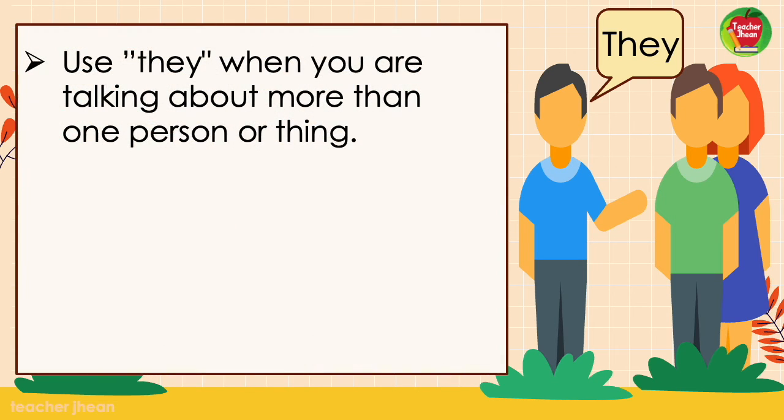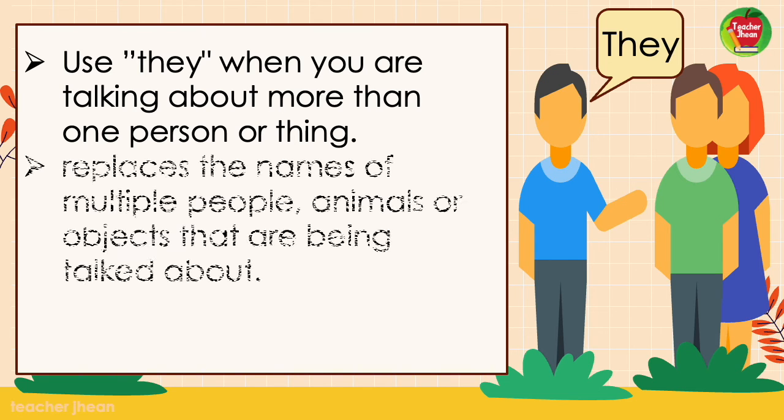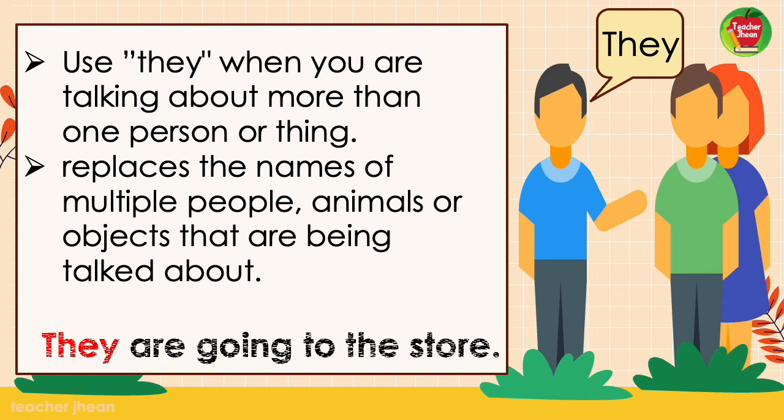They. Use they when you're talking about more than one person or thing. They replaces the names of multiple people, animals, or objects that are being talked about. For example, they are going to the store.